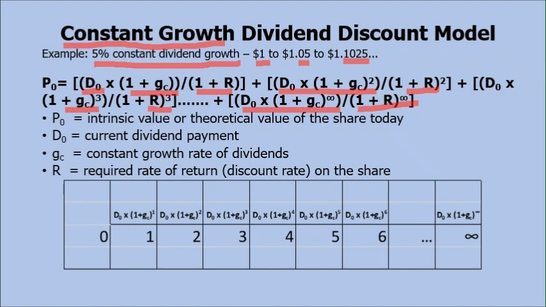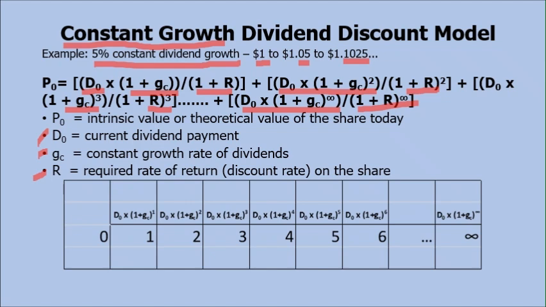D0 is the current dividend payment. When you multiply that with 1 plus G, you get D1, which is always the first term in such calculations. And D0 into 1 plus G whole square, since the growth rate is constant, is going to be the dividend at the end of the second year. G is the constant growth rate of dividends. R is the required rate of return or the discount rate on the shares. Again, note that the numerator in the first term of the RHS is not D0, it is D0 into 1 plus G, which is equal to D1. That is the dividend at the end of year 1.